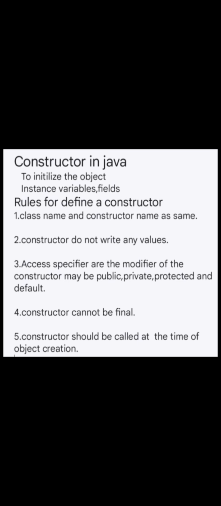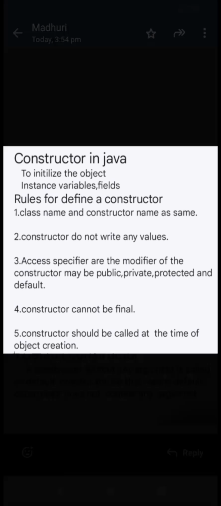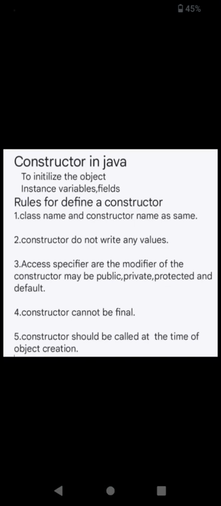Fifth one is how to call a constructor. During object creation, only the corresponding constructor will be called. So we can say that a constructor should be called at the same time as object creation. The syntax of creating an object is class name, space, object equals new, space, class name, left parenthesis, right parenthesis, semicolon.